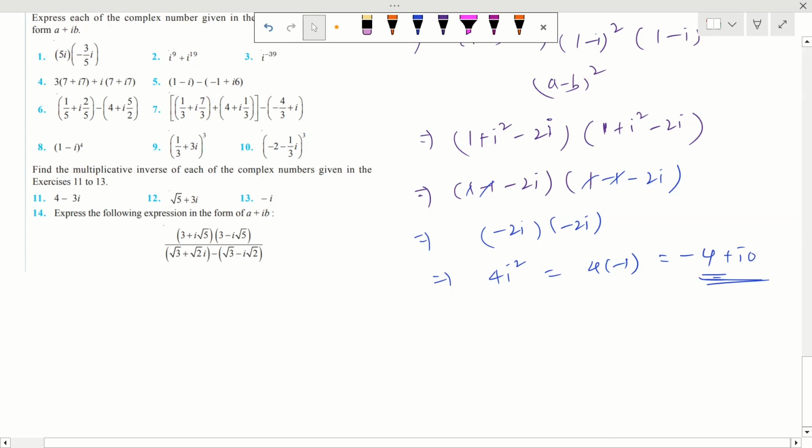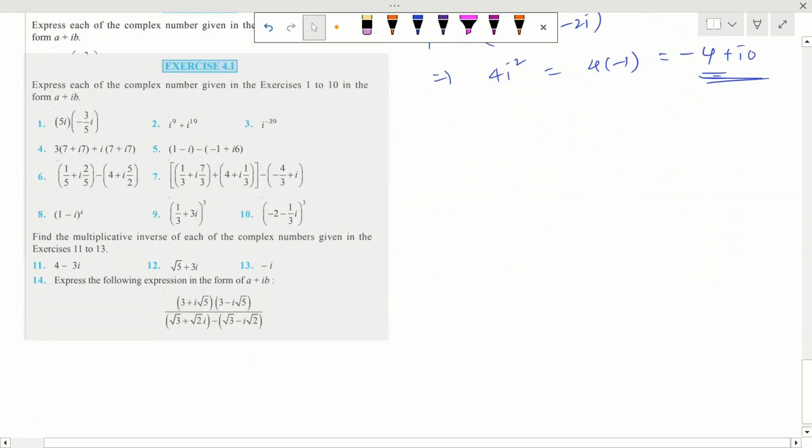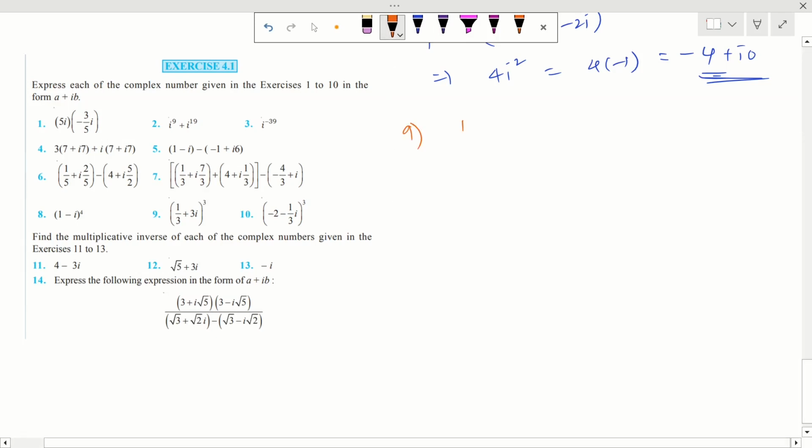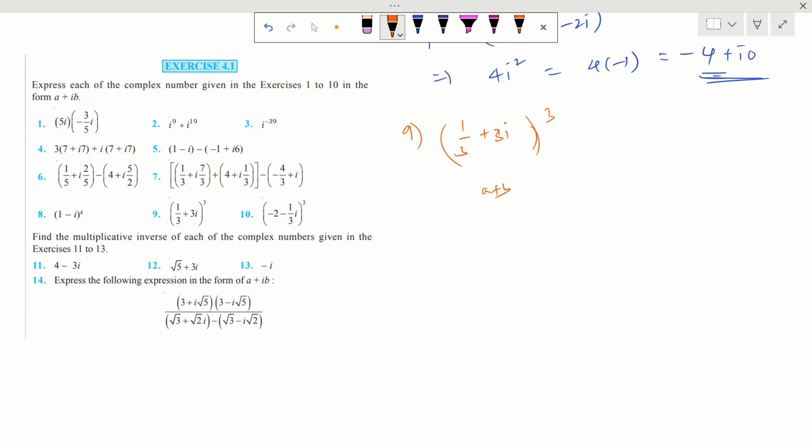Okay, the next one is given. It is in the cube, right? So the ninth one is given in the cube. We just need to apply the formula: (1/3 plus 3i) whole cube is given. So this is in the formula of (a plus b) whole cube. The (a plus b) whole cube formula, we know, is a cube plus b cube plus 3ab into bracket (a plus b). So if we simplify further, it is a cube plus b cube plus 3a square b plus 3ab square, right? So we need to write it in this formula.